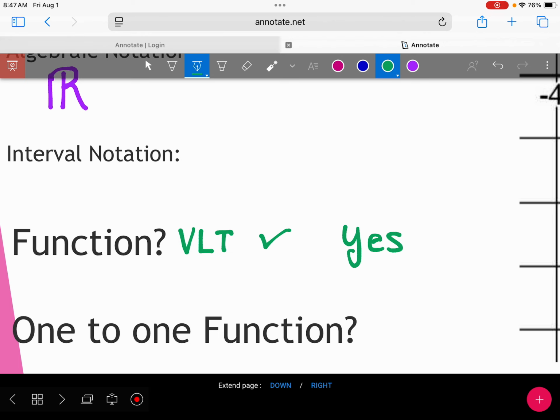For our one-to-one, we do our horizontal line test. Does this ever cross more than one time? What do we think? Is this going to pass or is this going to fail?